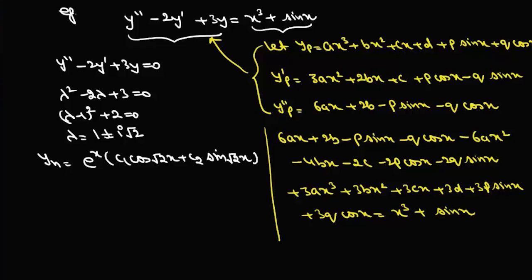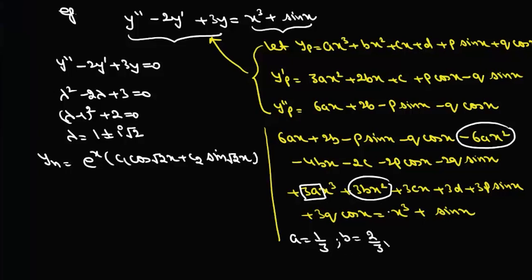Now first we'll compare the coefficient of x cube. Here we have only one x cube term on the left hand side and one on the right hand side. So value of a is simply 1 by 3. Now if we look at the coefficient of x square, we have minus 6ax square and 3bx square, and there is no x square on the right hand side. We'll get 3b equals 6a. So basically b is equal to 2a. So value of b will be simply 2 by 3.